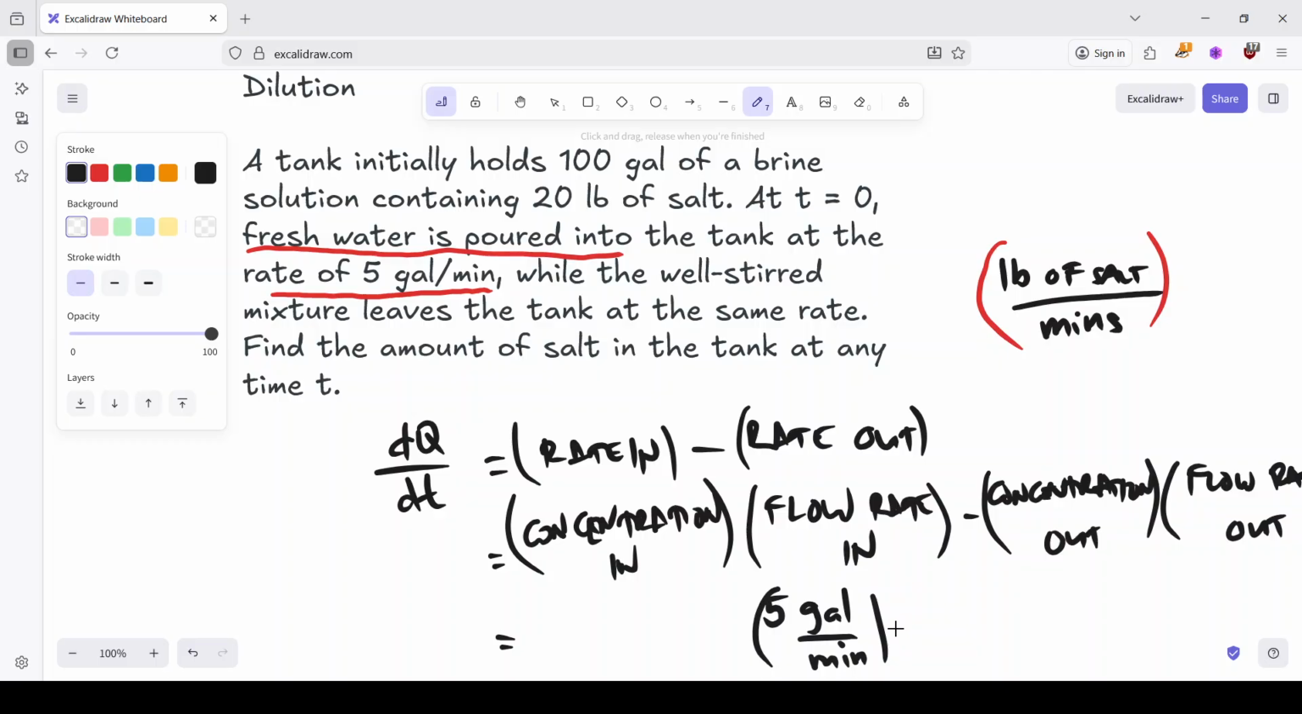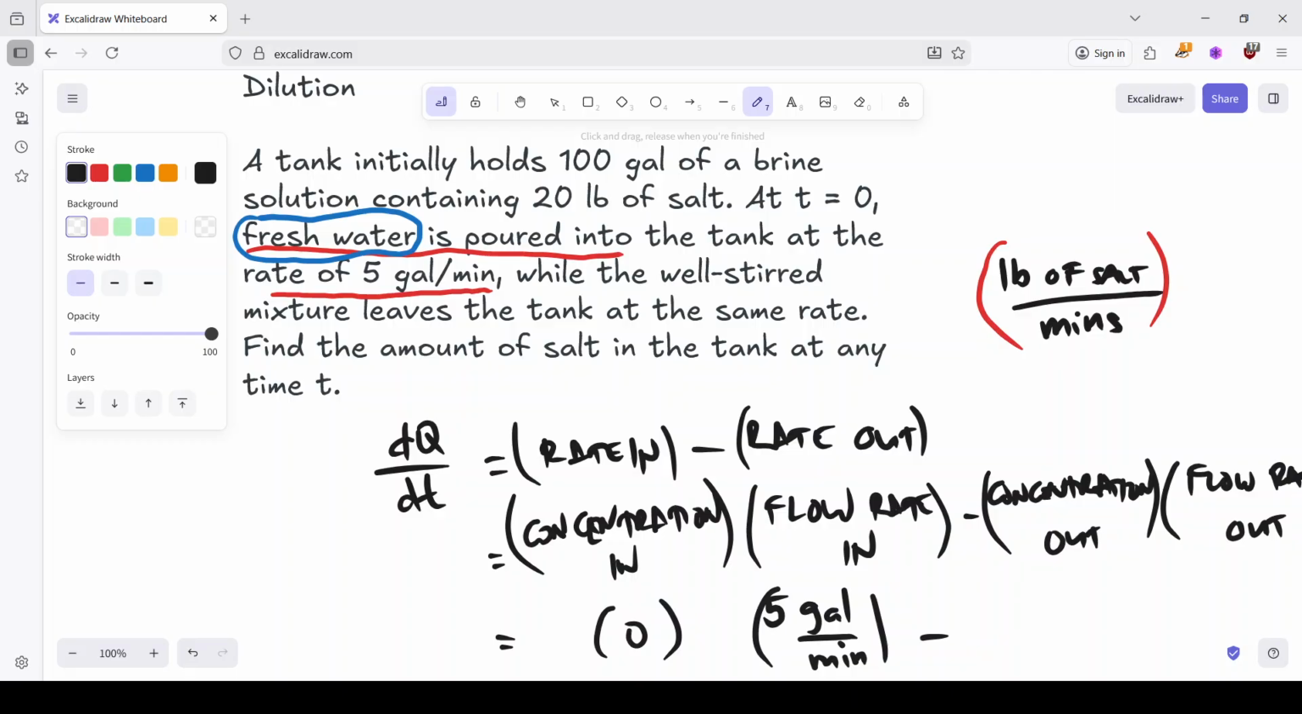And then, what is going into our solution? Fresh water. What does fresh water mean? Fresh water means there is no salt. Since there is no salt, the concentration going in is 0. Now, if there were salt going in, we would have a value here.